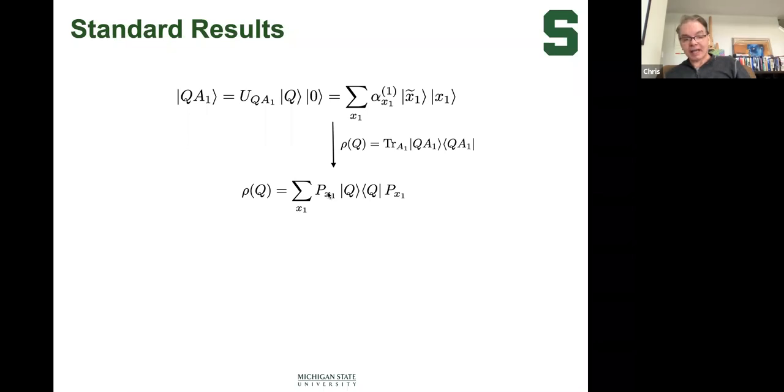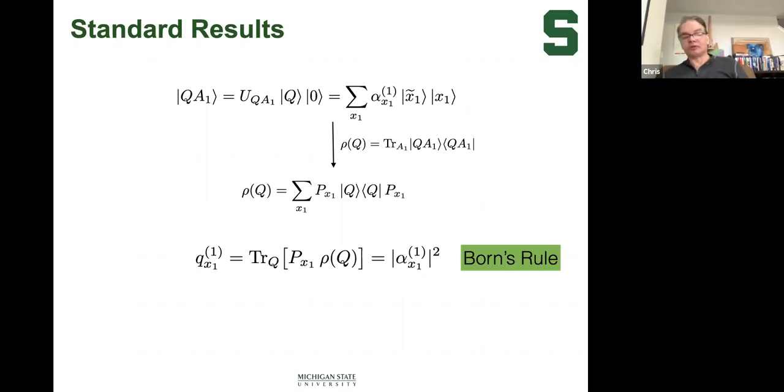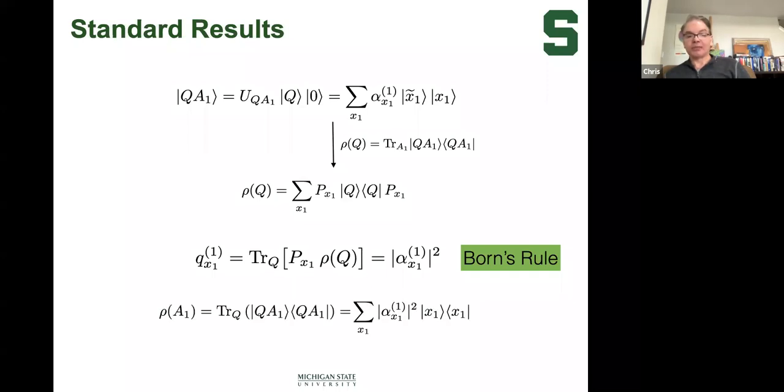And now the standard way in which you are taught how to get the probability that my measurement device shows any of the particular eigenstates, it's this one. You take the density matrix of the quantum state, you take the projector into that state and you trace over the quantum state. That gives you the probability that I observe x1. And in fact, in this case, it's just the square of the amplitude. So I just showed you that you get Born's rule. Of course, you get Born's rule. If I couldn't get Born's rule, then none of this would get published. All right, great. Nothing new, therefore.